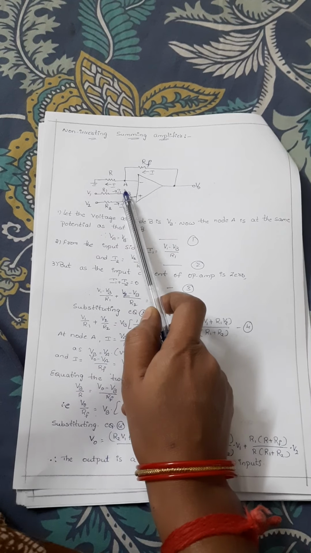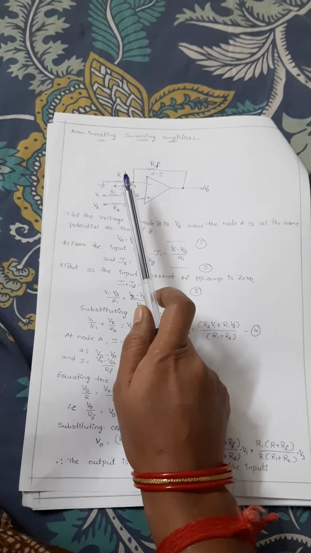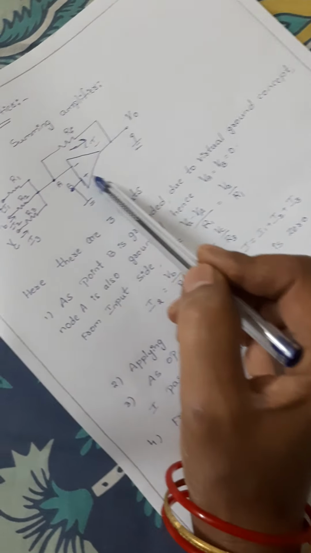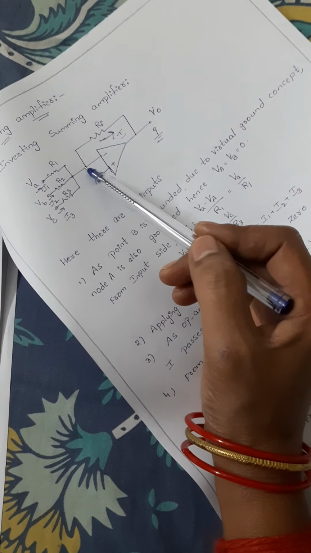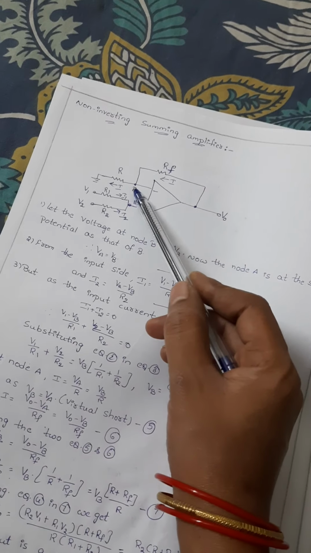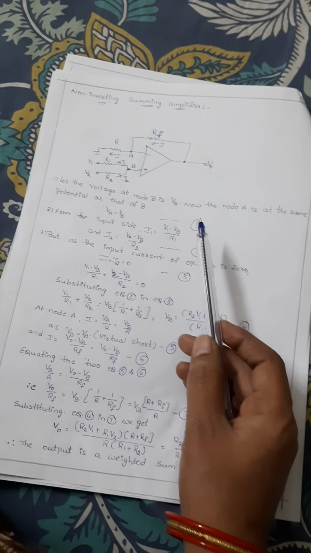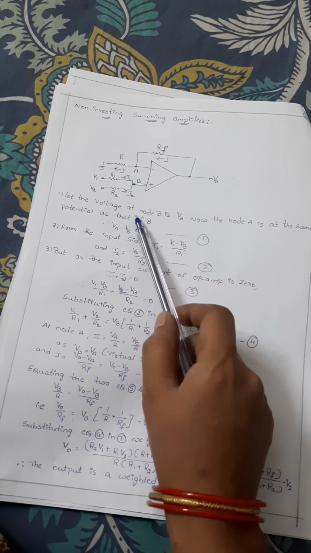Here we can't take 0. Why? Because the resistance is there in between. Previously no resistance was there, so directly we took VB equals 0 and VA equals 0 by the virtual ground concept. But here we can't take 0, because the resistance is there. Don't forget this point. So here VA is equal to VB by the virtual ground concept.